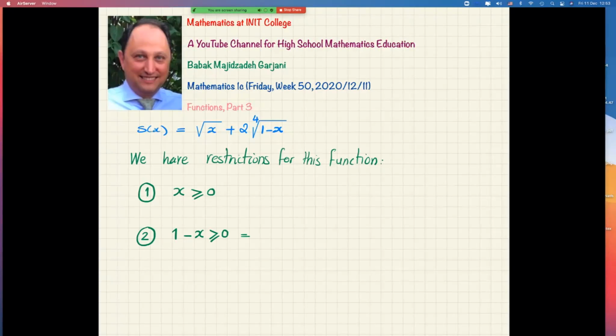Again, I have an inequality. I move my 1 to the left-hand side. It becomes minus 1. Then I divide by minus 1. But I have to change the sign, yes, because I'm dividing by a negative number. Then the left-hand side becomes x, the right-hand side becomes simply 1. Okay.